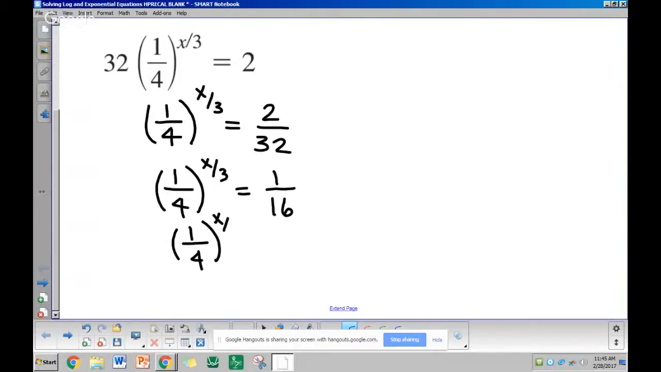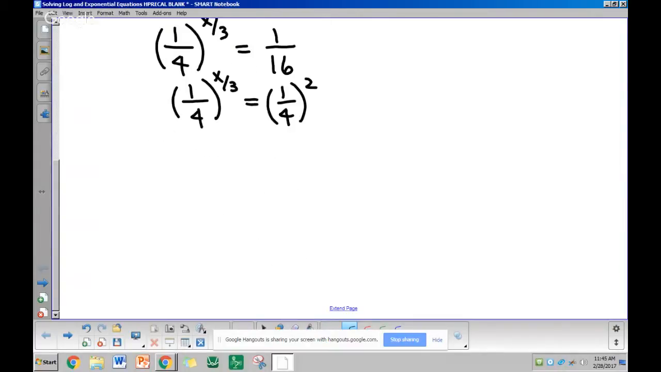to the x over 3 equals 1 over 4 to the second. So then we can equate the exponents here and say x over 3 equals 2, and so x will equal 6. That's not too bad?